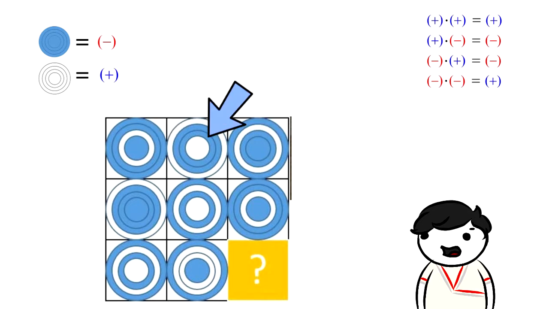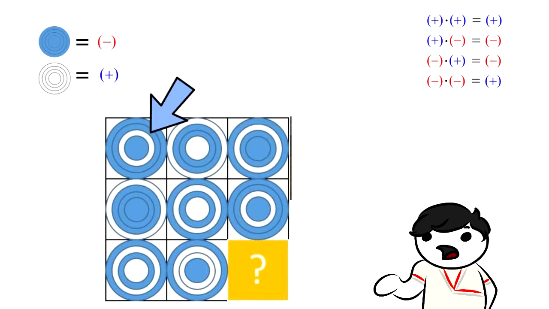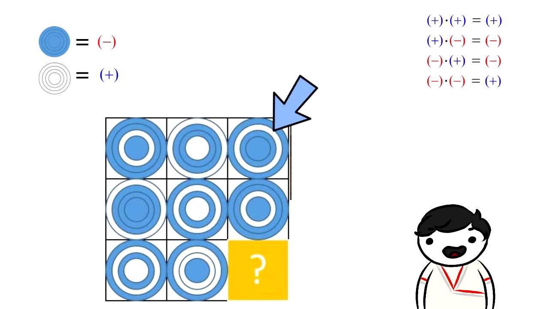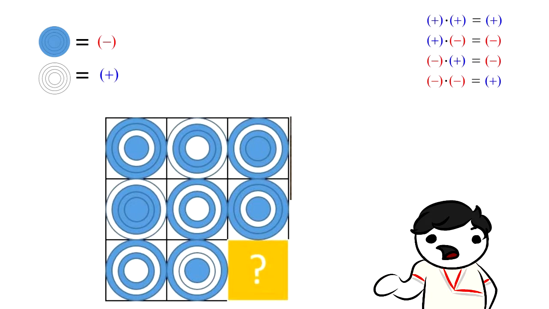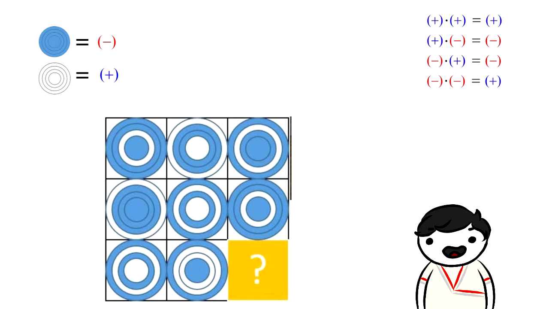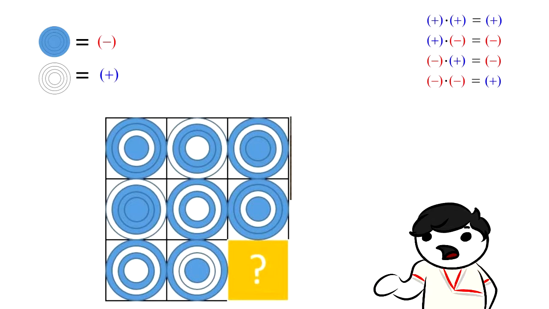Same goes to the second layer. It's negative. Again, on the third layer, positive. And the fourth layer of the first row, negative. Now the same thing applies on the second row, but we will skip it and proceed to the third row and figure out the last missing circle.